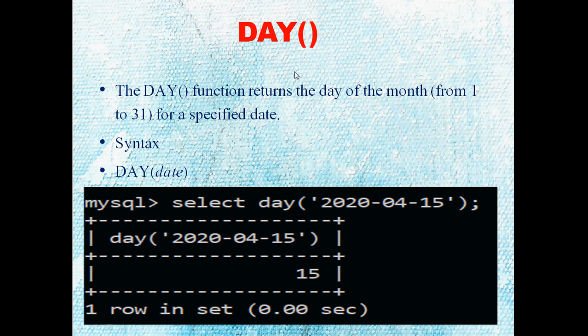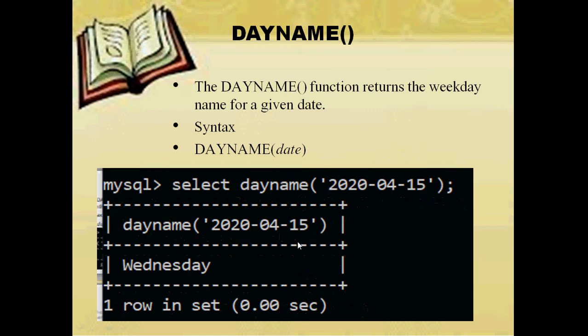What is the day? The day function returns the day of the date. So here, year, month and day string is given to the function day and it returns the day part of the string or this date.